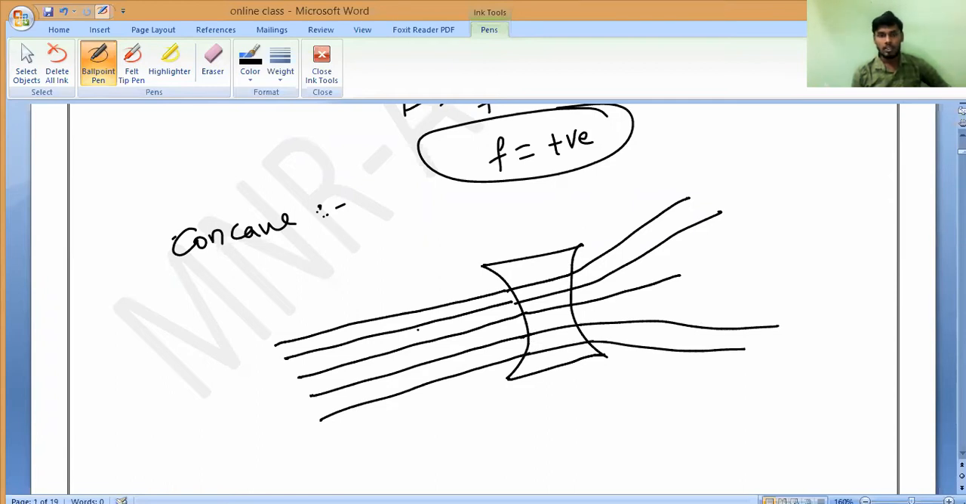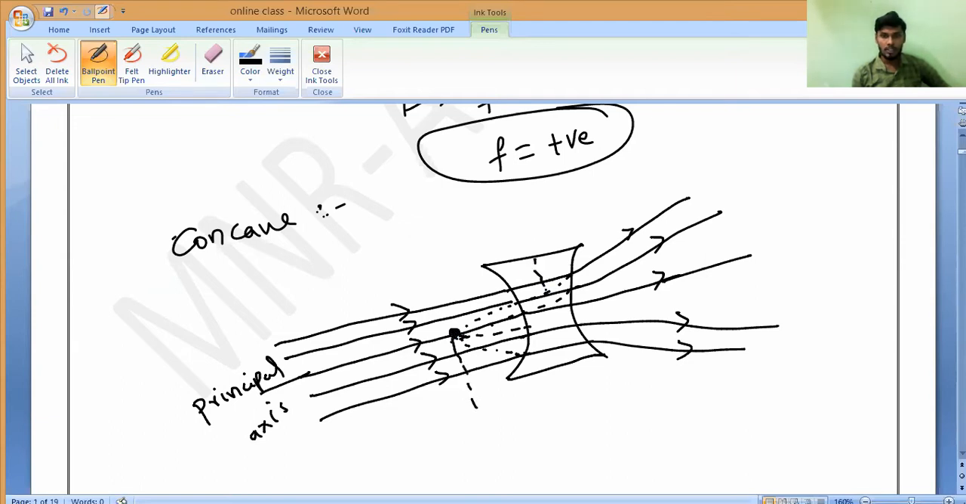This is a set of parallel rays of light, and let me imagine this is the principal axis. Here also it is the same thing. You try to adjust the lens in such a way that it forms the sharpest virtual image. If you observe some situation where it forms the sharpest virtual image in front of the lens, then measure the distance from there to the optical center of the lens.